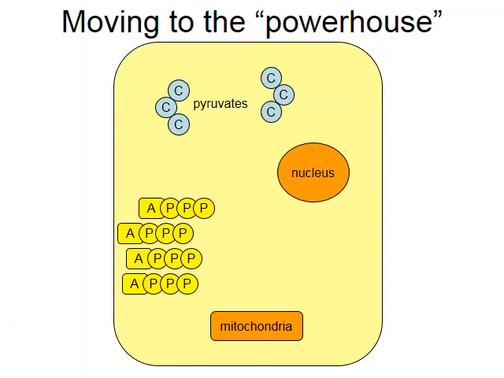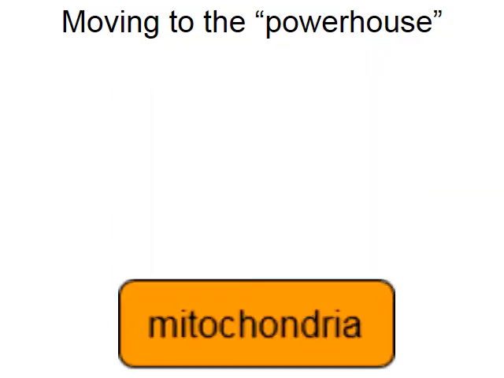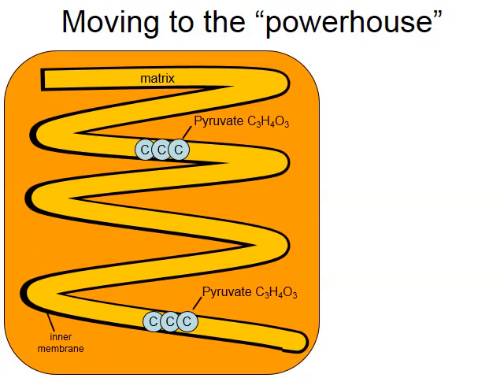So now when we take a look at our cell, we're going to move to the powerhouse. Those 2 pyruvates are going to enter the mitochondria. So now what we need to do is zoom on into the mitochondria and take a closer look. When we zoom on into the mitochondria, we can see the 2 pyruvates inside of the mitochondria. There's a layer in the mitochondria that twists and folds back and forth. That layer you might often hear is called the cristae. And inside of that layer, inside of the cristae, is a fluid called the matrix. And so the pyruvates are in that matrix area in the inner layer of the mitochondria.